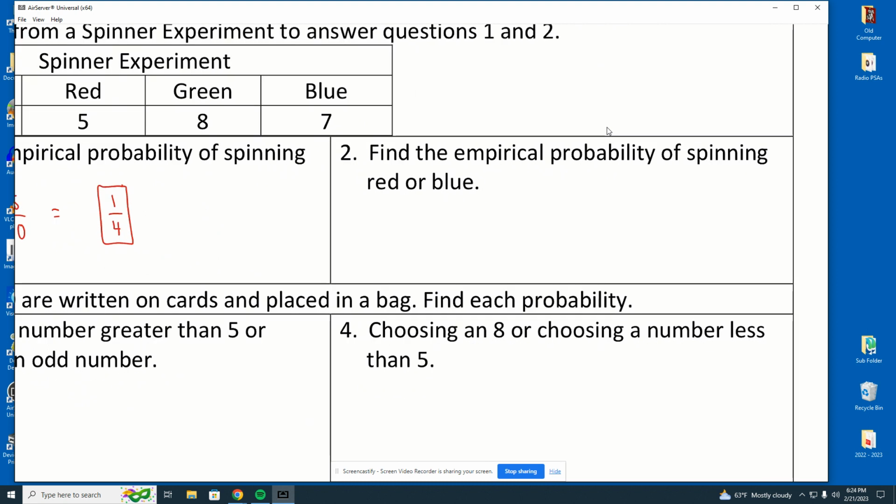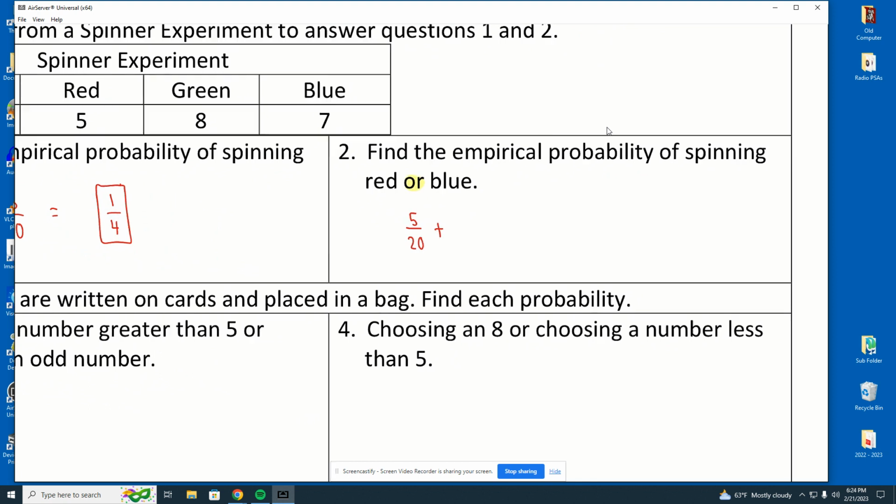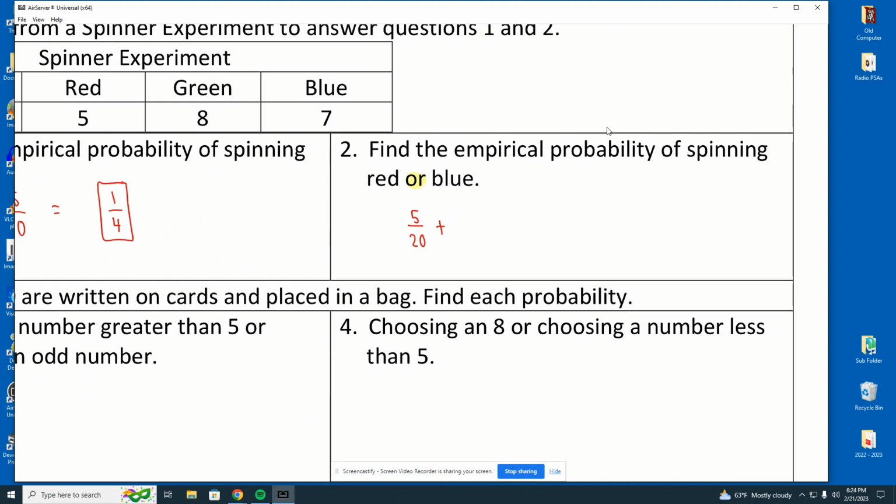The experimental probability of spinning a red or a blue. Again, the red, there's 5 out of those 20. You're still just spinning it once. So that's why you have to use addition. Remember, or means add, whenever you see that in math. It's not multiple situations. It's a single situation. One time you're spinning it. They want to know the probability that it's red or blue.